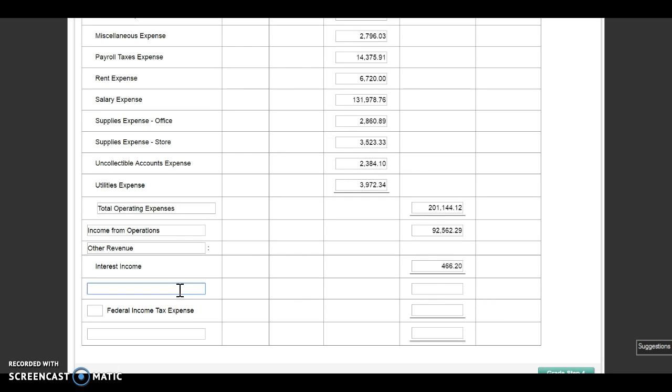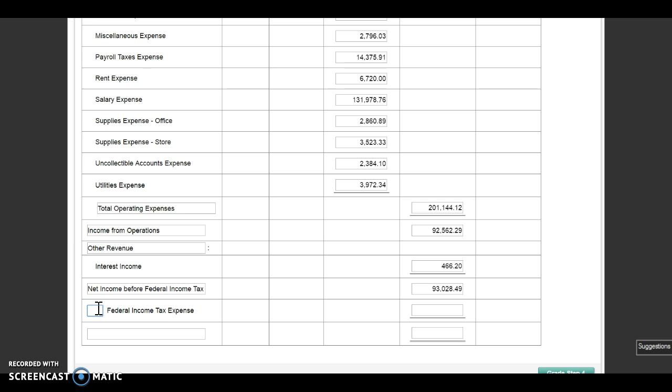So now that we have our income from our operations and then our other income, we're going to label this as net income before we paid federal income tax. So net income before federal tax. We're going to add those two numbers together. Should get $93,028.49.